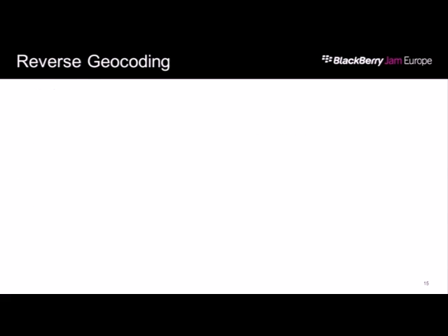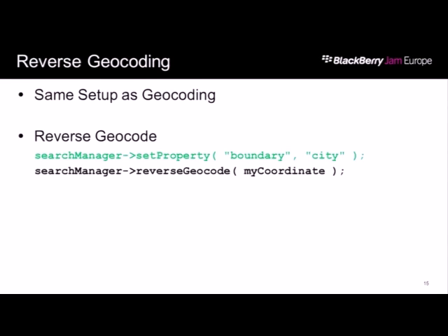Reverse geocoding, the exact opposite. I've got latitude, longitude. What does this mean in terms of human readable? It's the same setup as the previous slide. The only difference is you ask for reverse geocode. Golly gee, fancy that. What's different for the BlackBerry 10 as opposed to the Qt Mobility subset is that you can ask for boundaries. What does this mean?